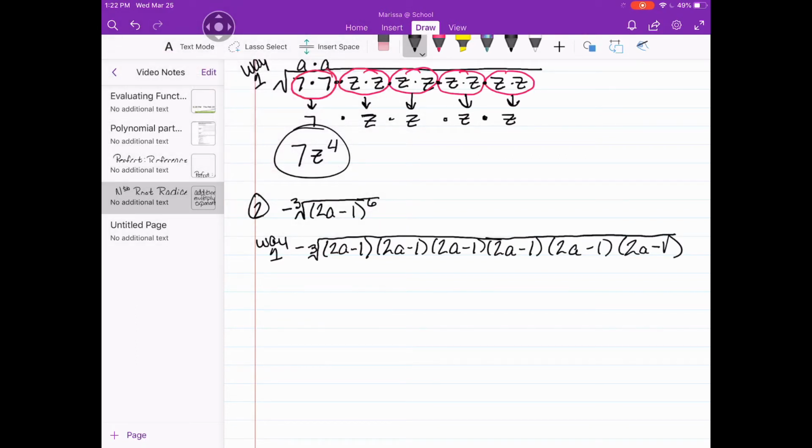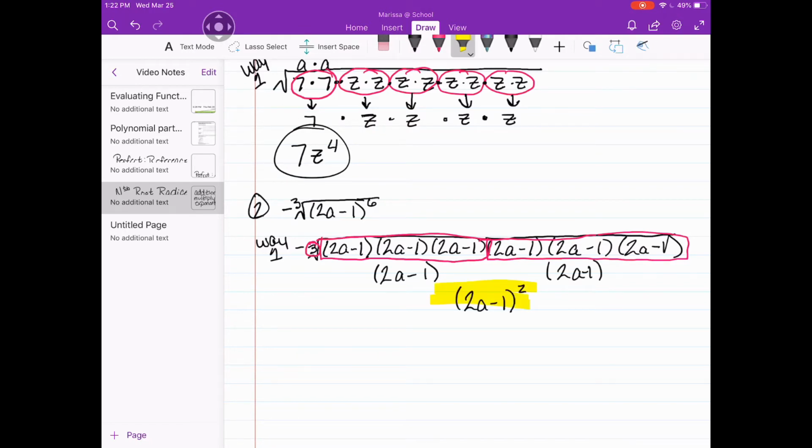Once I have that, then I can group them in groups of 3. There's a 3 on the outside, so I'm putting these in groups of 3. And I've got 1 group and 2 groups. And this first group is a group of 2a minus 1. And the second group is a group of 2a minus 1. So I've got a total of 2 groups of them. So the answer would then be 2a minus 1 to the 2nd power. So that's my answer.